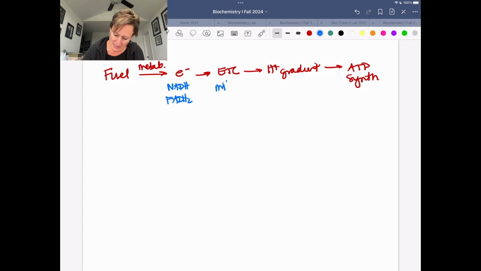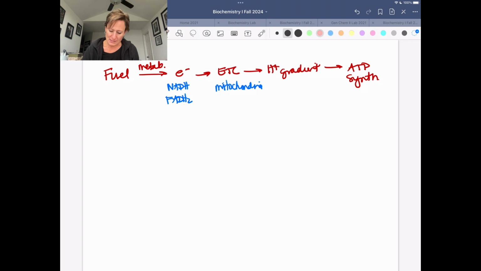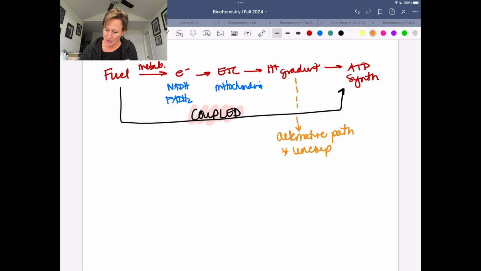Let me just put in a couple of other pieces here. This happens in the mitochondria. We build up a proton gradient, and then we use the energy of that proton gradient to synthesize ATP. Essentially, we say that the entire process here is coupled. So going from here to here is coupled. We connect the energy in fuel to the energy in ATP. If we have an alternative path for that proton gradient, this is going to uncouple that process. So that's essentially what happens here.